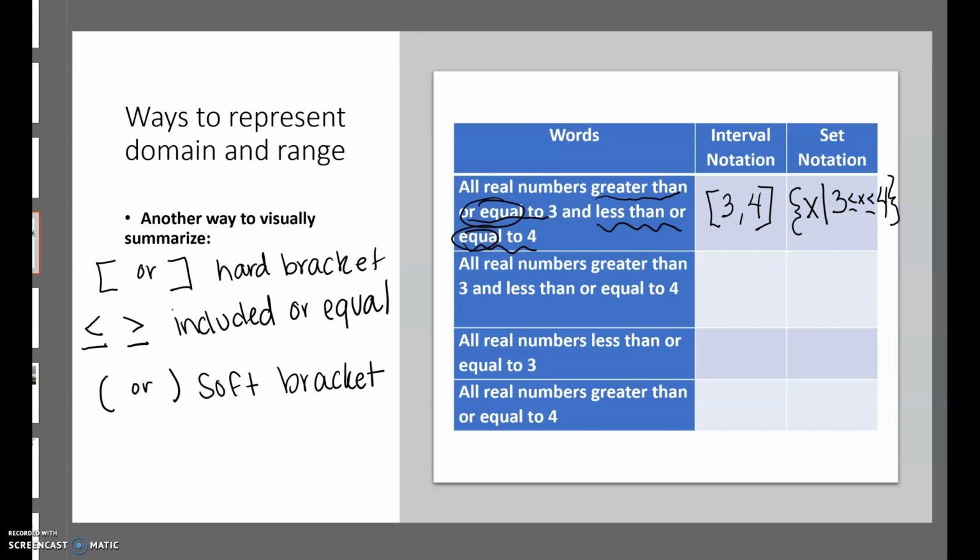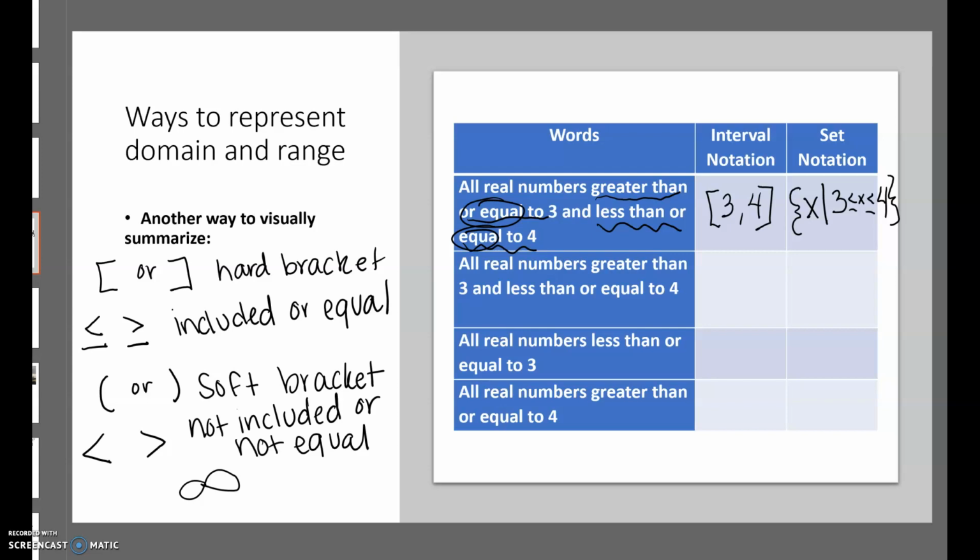If it's not included or not equal, that would also have the greater than or equal sign without the line underneath. We also have a soft bracket when we're talking about infinity. So let's do one more and then I'll have you try some.